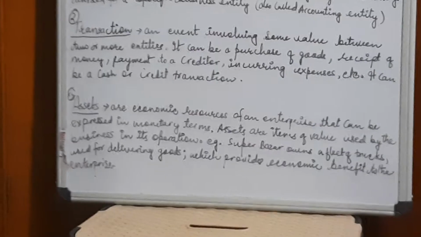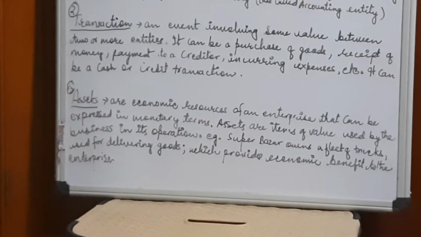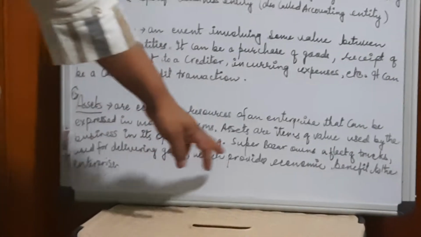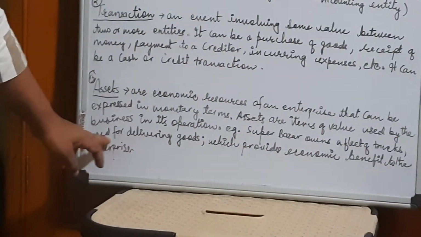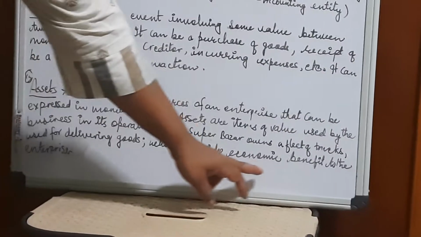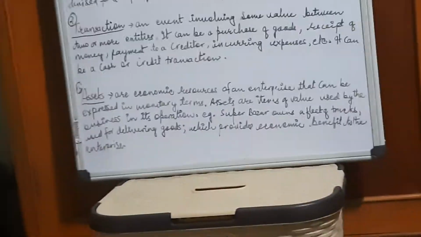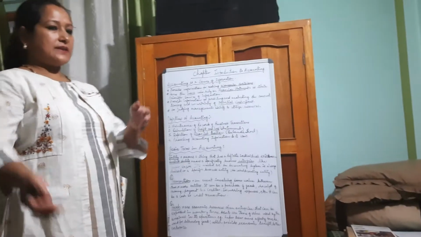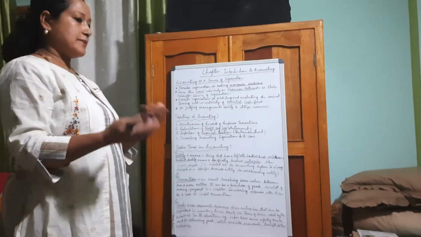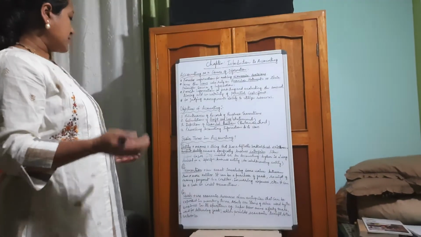Understand? With the help of truck, with the help of some vehicle, they are earning something, delivering goods, and isn't it like that? So see, example also I have written, Super Bazaar owns a fleet of trucks used for delivering goods which provide economic benefit to the enterprise. Got it? Because they have got many trucks in their business. Now they are using that, delivering goods, or sorry, they are carrying raw materials, whatever, and with the help of those trucks they are earning profit. Okay, so those things are assets.